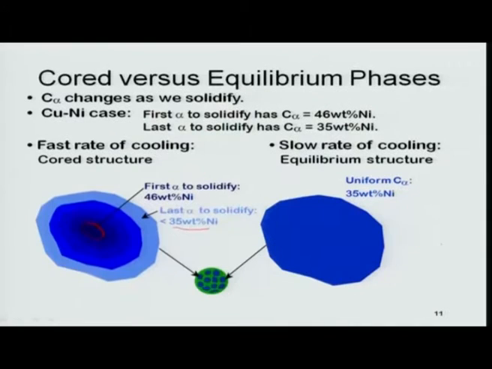And this kind of situation in the literature is known as coring, C-O-R-I-N-G. Why is it known as coring? Because we form compositional variation from the core to the periphery. That is why it is known as coring. And this is a very typical feature in any industrially practiced alloys. You can't avoid it, it is very difficult.